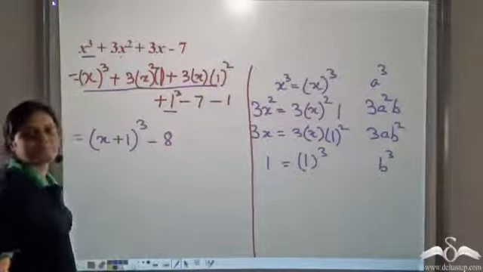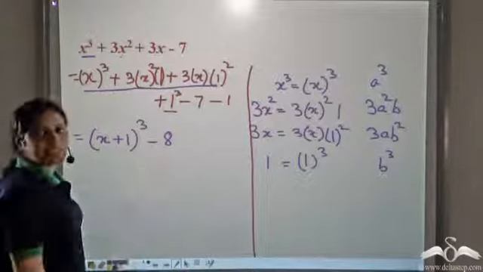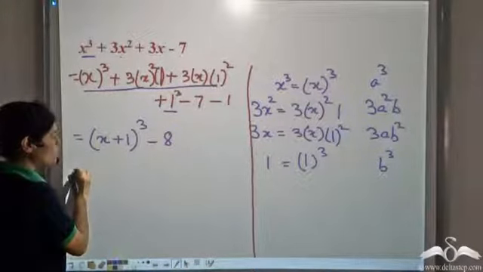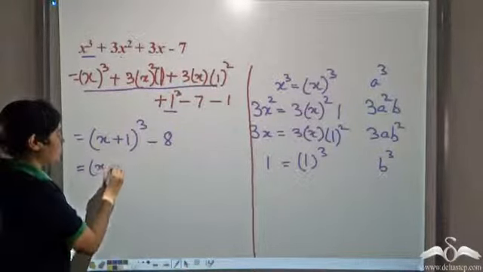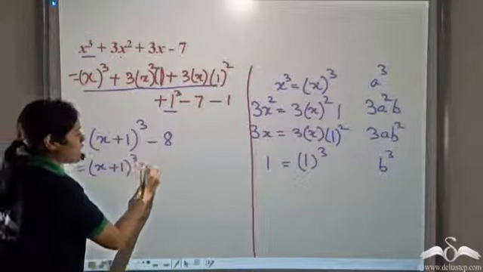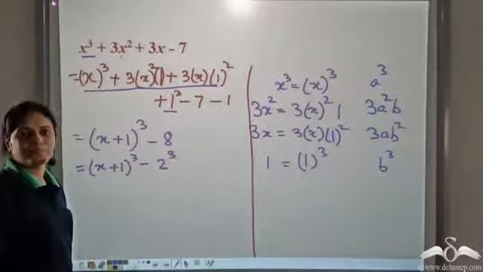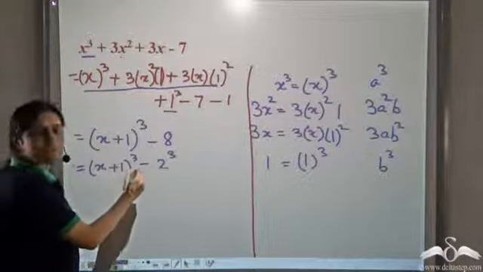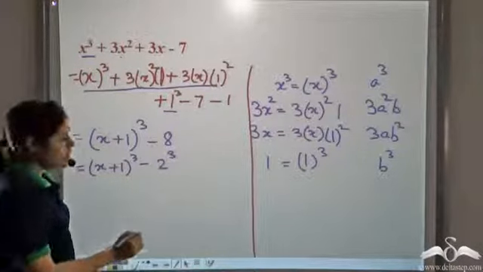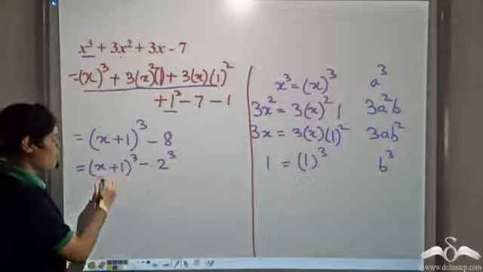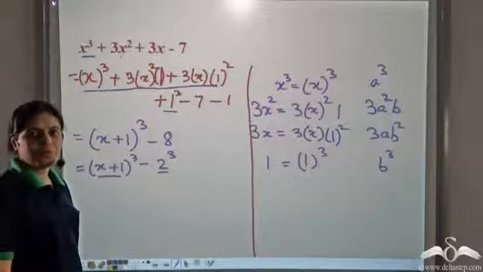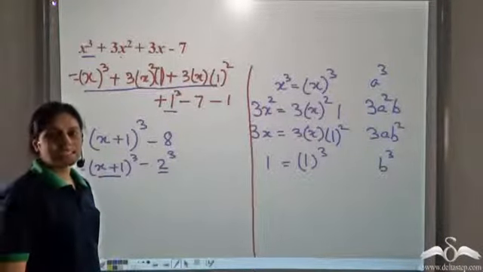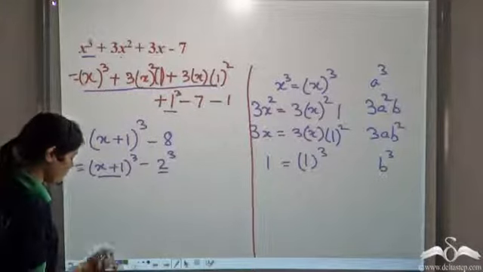Now what is 8? 8 is 2 cube. So we can write it as 2 cube. So we have x plus 1 cube minus 2 cube. Now this is in the form of a cube minus b cube. So let us use the identity for a cube minus b cube.